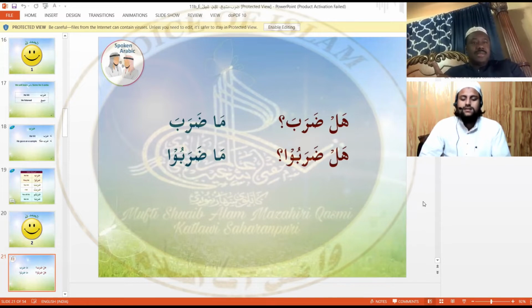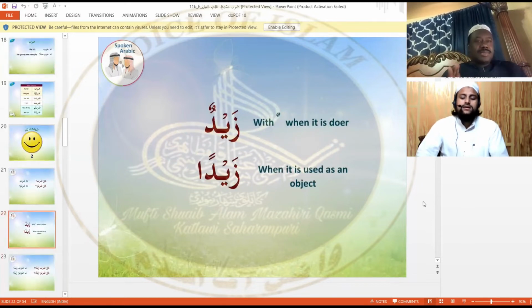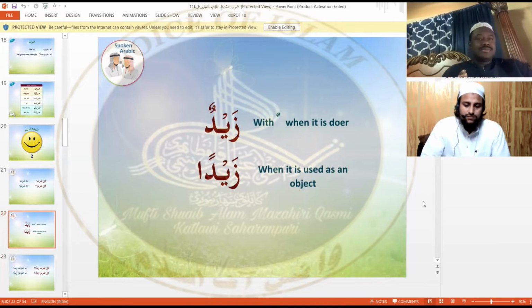Did he hit? ما ضرب, Ma Daraba, he did not hit. هل ضربوا, Hal Darabu, did they hit? ما ضربوا, Ma Darabu, they did not hit. Okay, with زيد, with two dhammas, when it is the doer.